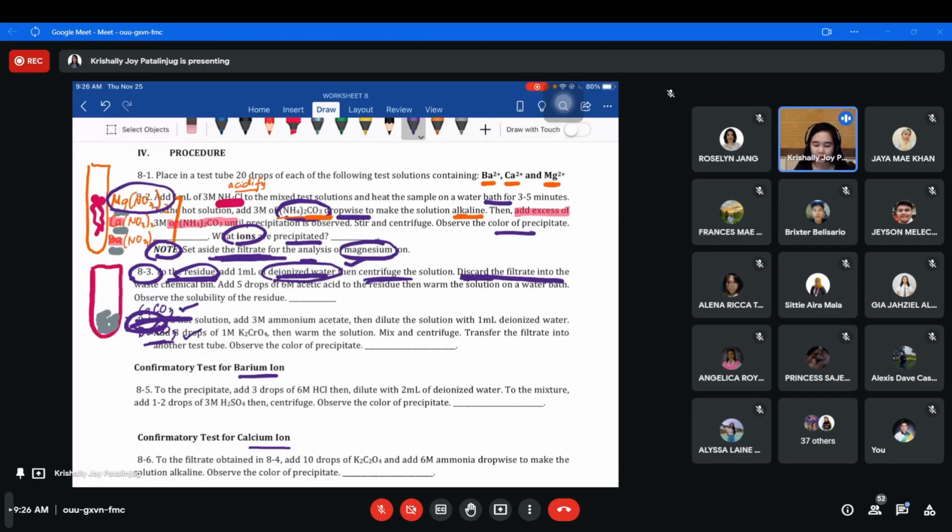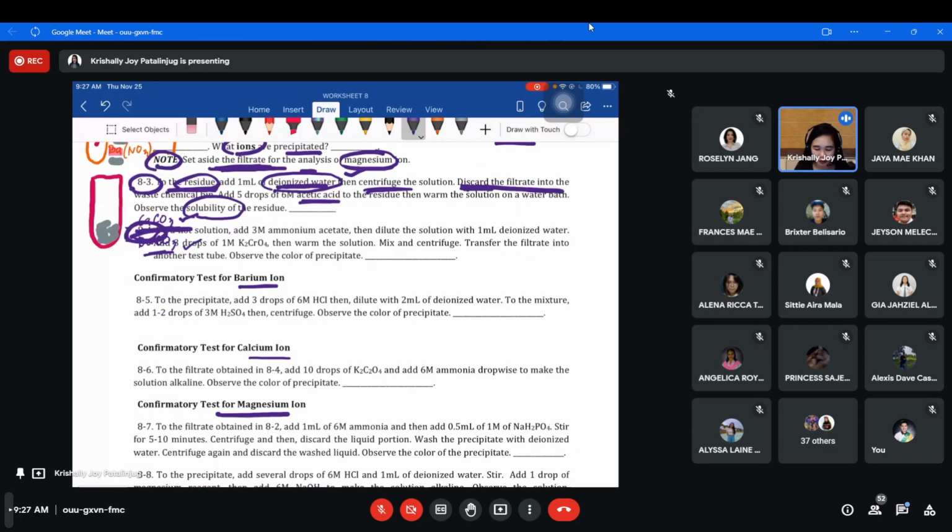After washing with deionized water, it is added with acetic acid and you will be asked the solubility of the residue. Later, you must observe what happens to the precipitate containing calcium carbonate and barium carbonate after adding acetic acid. When asked about solubility, there are only two possible answers: soluble or insoluble. If the precipitate disappears and becomes liquid upon addition of acetic acid, write soluble. The calcium ion and barium ion have dissolved.